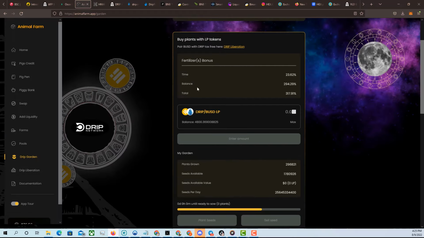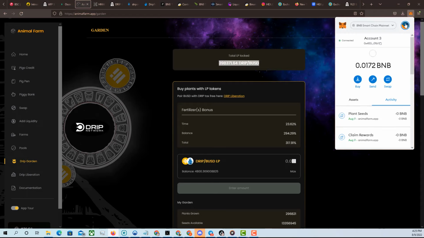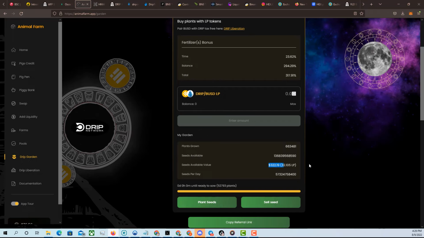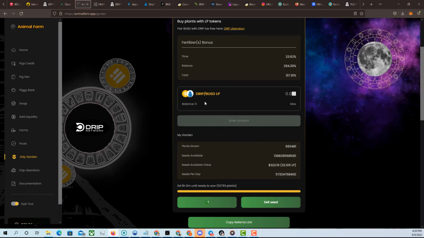If you go over here to the Drip garden, you can see that this LP locked value continues to go up. It kind of went down and leveled out at 359,000. Now we're back up to 398,000. So let me go to my other account where I'm compounding as well. You can see my value here, and I'm just going to go ahead and plant. We're compounding our way to the bank. Got a big bag in the garden, got a big bag in the piggy bank, got a big bag in the pig pen. I put my money where my mouth is, you guys. This is something that I really, truly believe in.